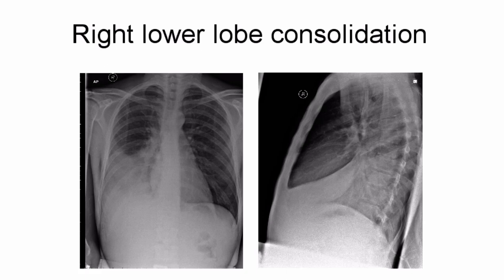On the lateral view, we can see the left hemidiaphragm blending into the cardiac silhouette as they have the same radiographic densities, but the right hemidiaphragm is not visible because it now has the same radiographic density as the right lower lobe due to consolidation. We can also see the oblique fissure and increased opacity in the right lower lobe.